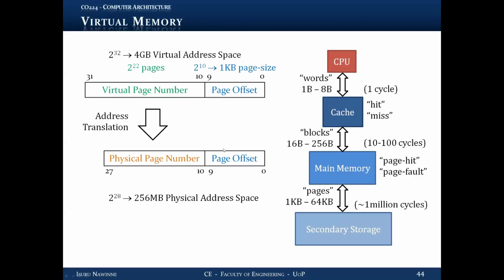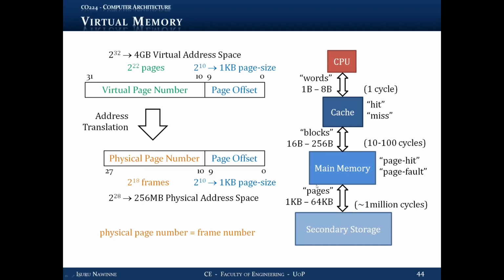Sorry about that mistake, right? So memory contains 2 to the power 18 frames. So the physical page number is the same as the frame number. So memory contains 2 to the power 18 frames, each of which can hold a page, right?